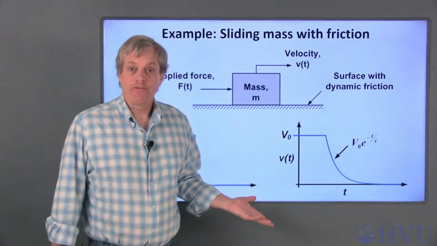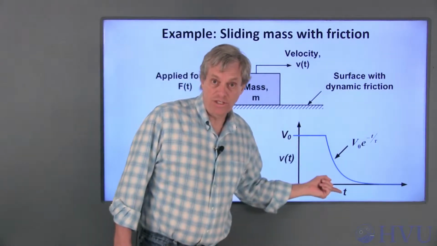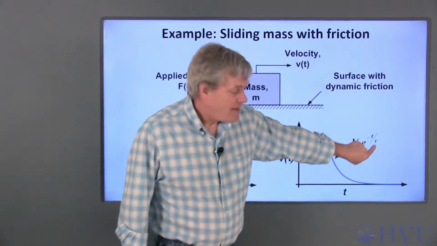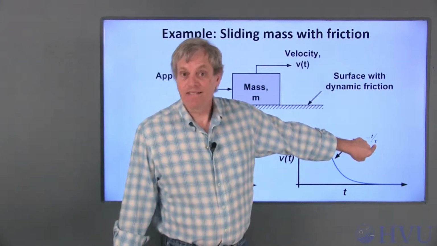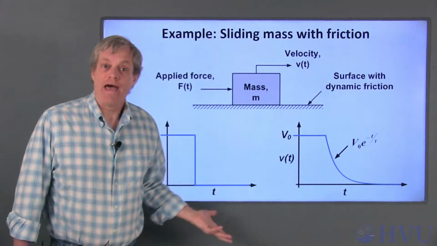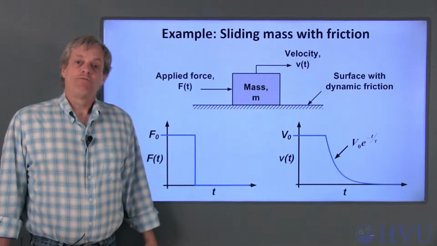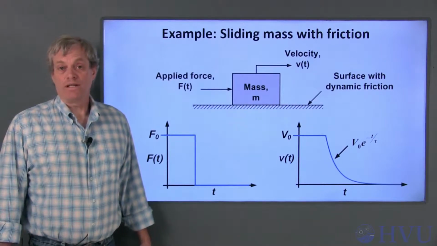The velocity after removing the force decays exponentially, beginning at the initial velocity v0. The rate of decay of the exponential is governed by the time constant, tau, which depends on the mass and the friction between the mass and the surface. For example, a high friction will cause the mass to slow down more quickly.